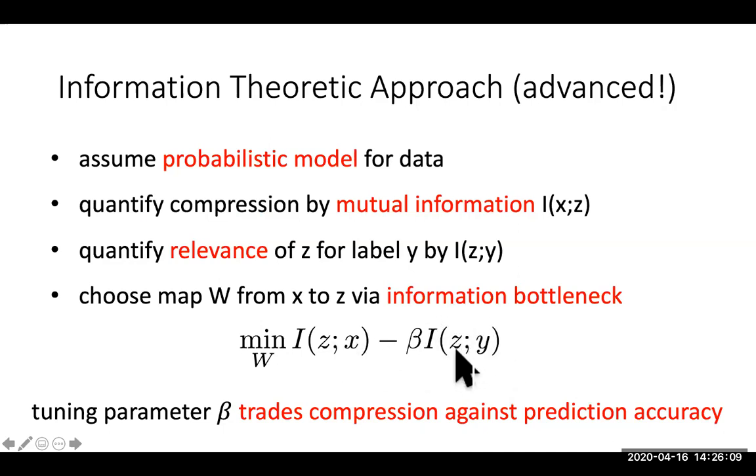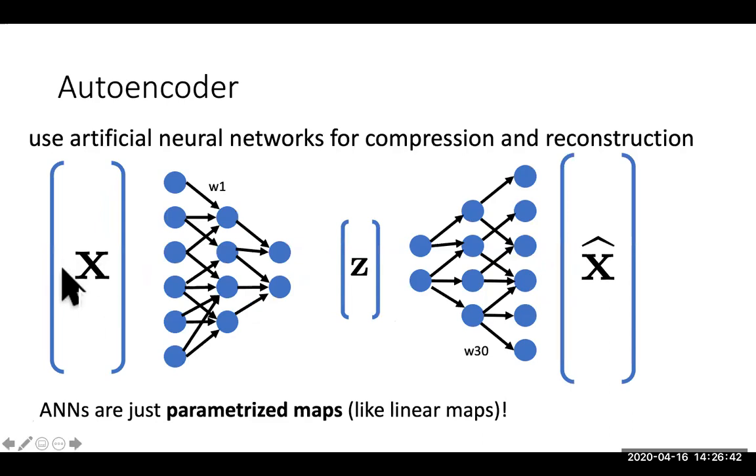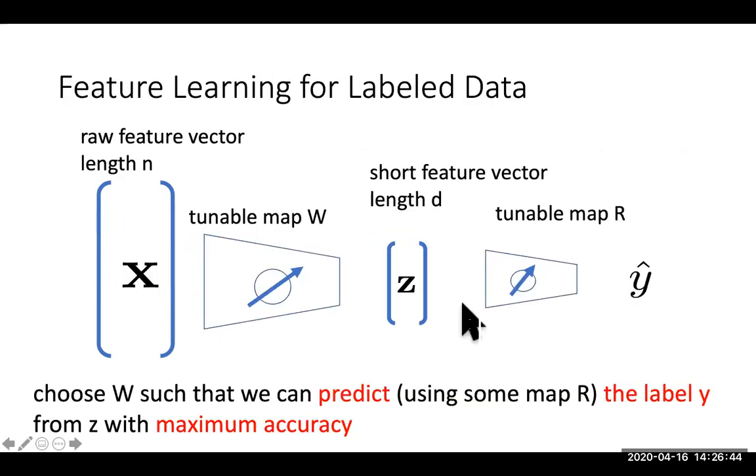And we can combine these two goals in one objective function and then look at this optimization problem. And this is known as the information bottleneck. And there are powerful methods to solve these optimization problems. But this formulation requires that you have a probabilistic model for data. So you must assume that the data points are realizations of random variables, whereas what I talked about so far doesn't assume any probability distribution of this feature vector X and the label Y.